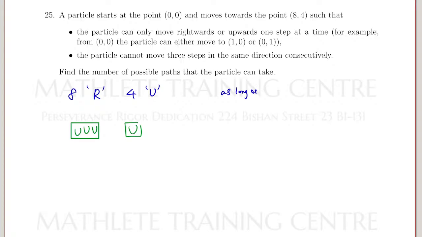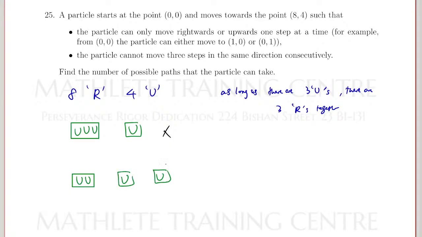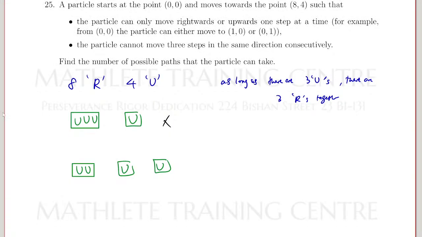So here's the fact: as long as there are 3 U's, there are 3 R's together. So cannot. What happens when there are 2 U's together? Let's explore this case. When there are 2 U's together, this is actually possible. You can see that there can actually be only one case here: RR, RR, RR, and RR. So this one will give a total of 3 of them.